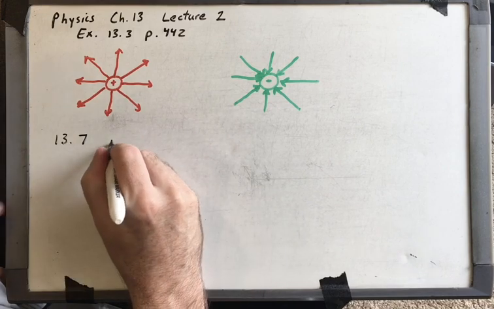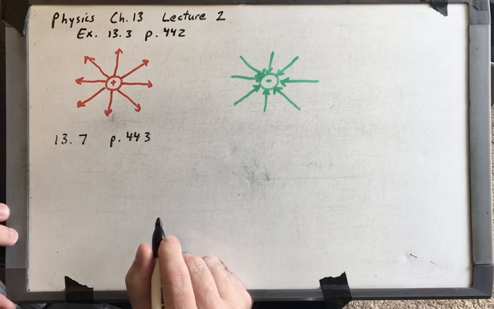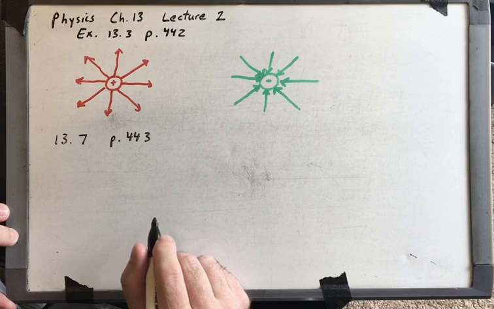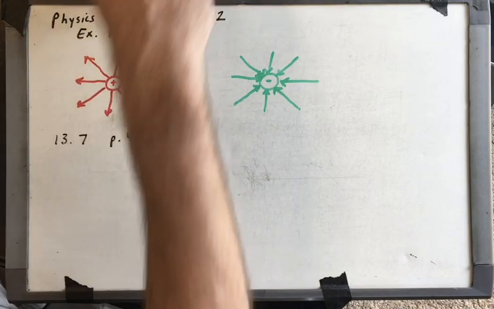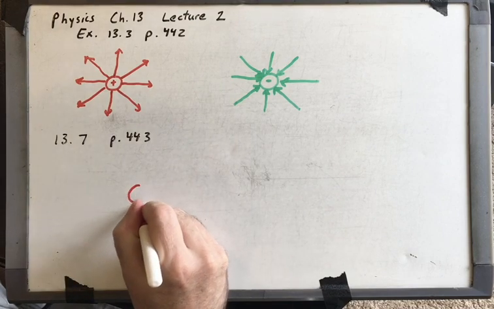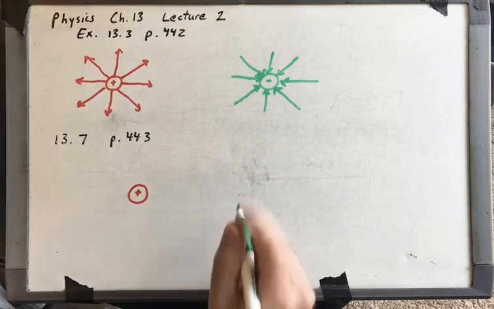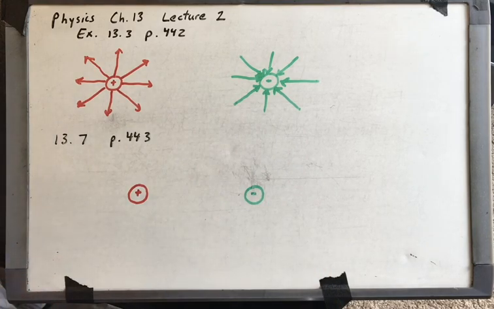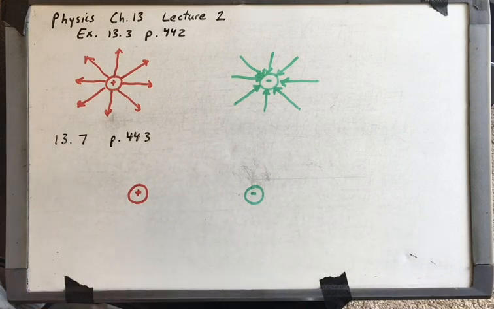So we're at the top of page 443. That says 2 stationary charges of equal magnitude but opposite sign are placed close to one another. Draw a diagram of the resulting electric field. Where would a third charge experience the greatest acceleration? Okay, so we've got a positive charge, just draw that in red, and a negative charge, and they have the same magnitude. So let's say the positive charge is 1 coulomb and the negative charge is negative 1 coulomb.